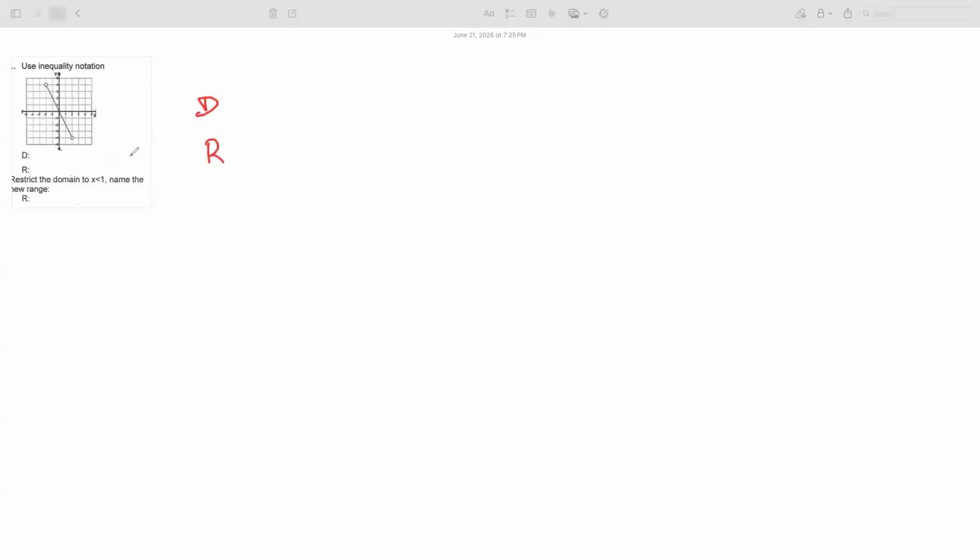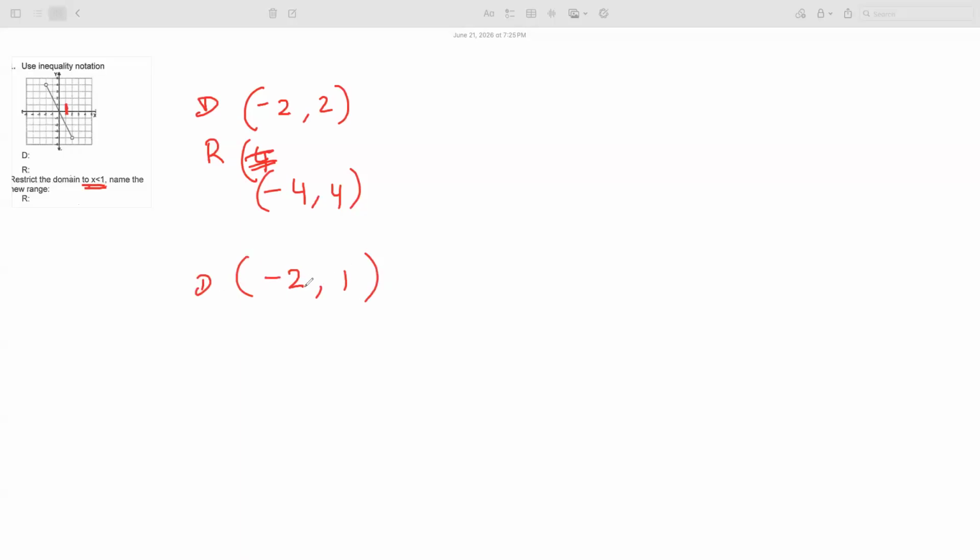I will write it, okay? I'm just going to use inequality notation. See the domain is -2 is not included, 2, 2. Range is what? Range is 4 is not included. Oh, I'm sorry. You should always write the least value first. -4, 4. Range is that. Now, restrict the domain to x less than 1. x is less than 1 means I have to cut it off here. That means -2 to 1.